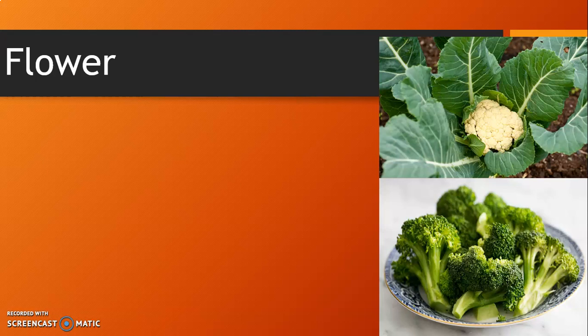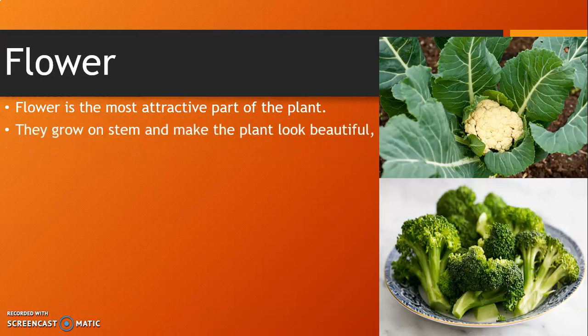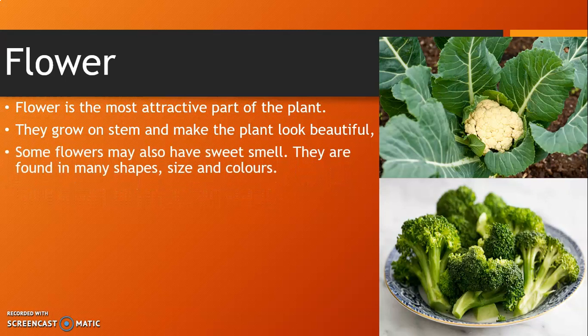So let's start with the other part of the plant, that is the flower. The flower is the most attractive part of the plant as it makes the plant look beautiful. It grows on the stem. Some flowers may also have a sweet smell. They are found in many shapes, sizes and colors. Some flowers, like rose and jasmine, have a very sweet smell. Some flowers can have a foul smell, which not everyone may like.